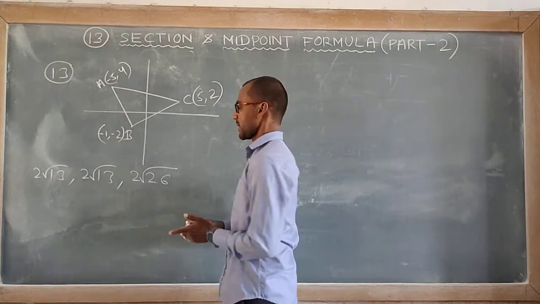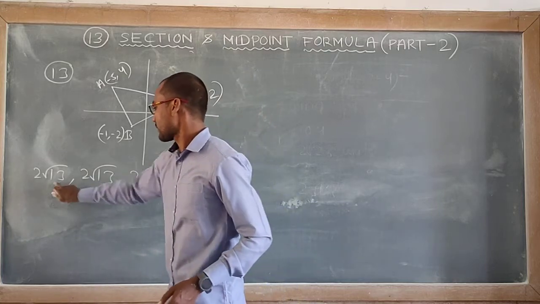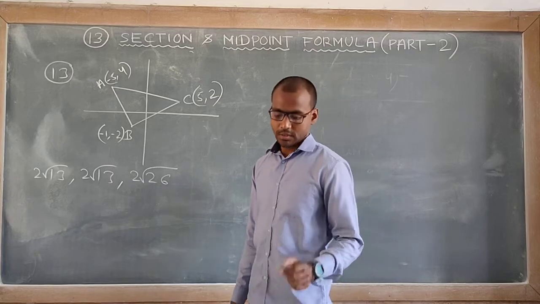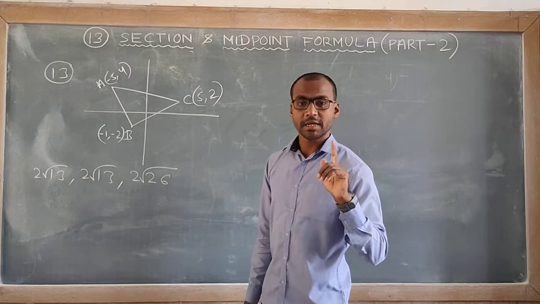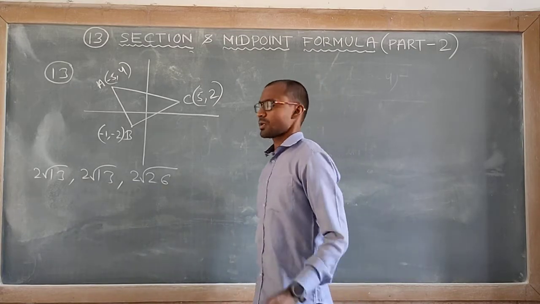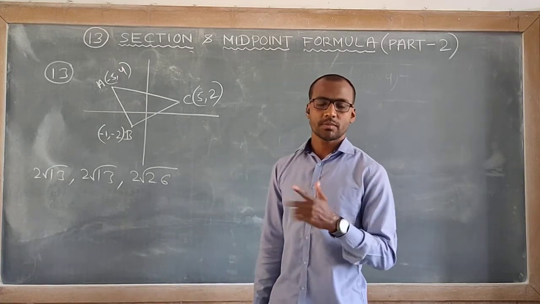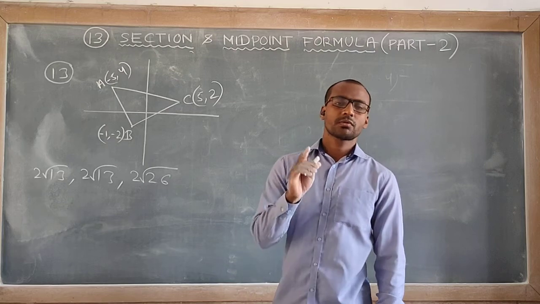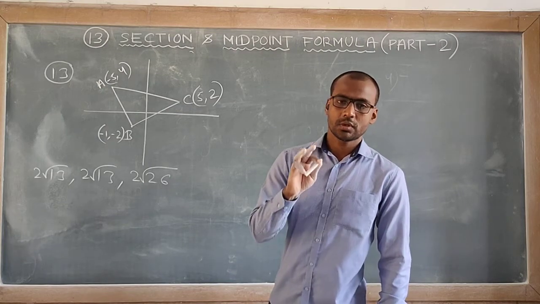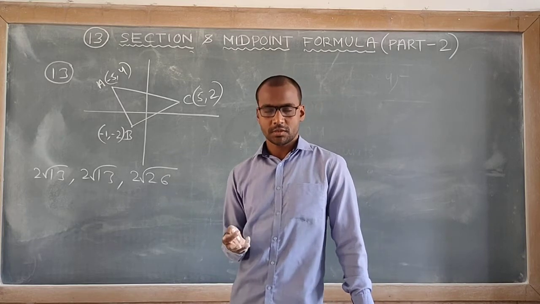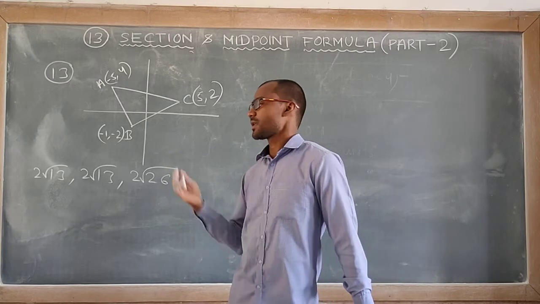So if you look at the sides, two sides are equal. So definitely it is an isosceles triangle. So one part is over, but we have to prove that it is a right angle triangle also. So how can you prove that it is a right angle triangle? If Pythagoras theorem is applicable here, means sum of squares of two sides is equal to square of the third side. If we get it, then we can say that it is a right triangle.